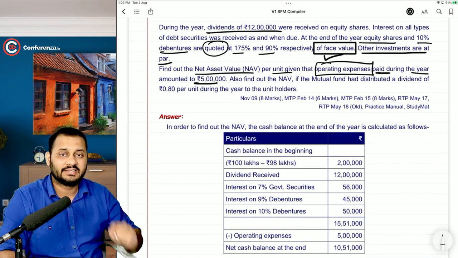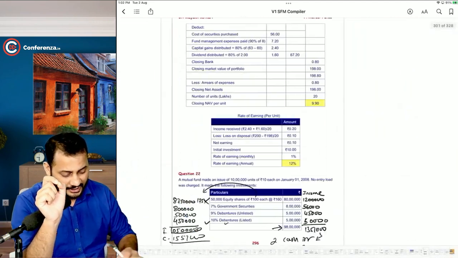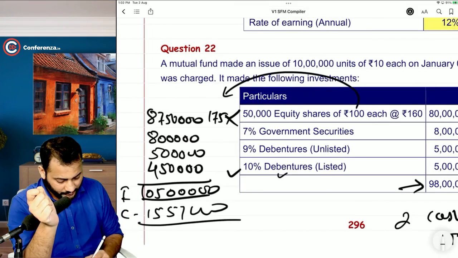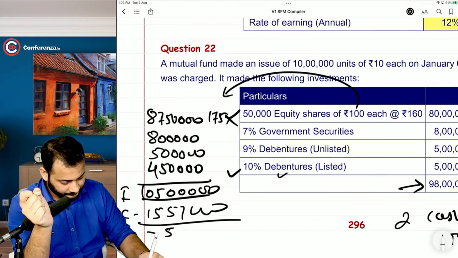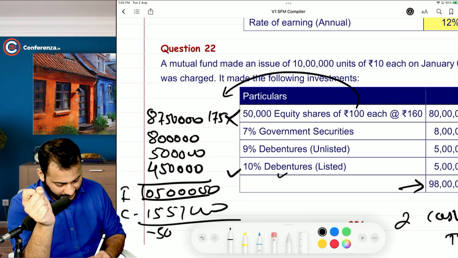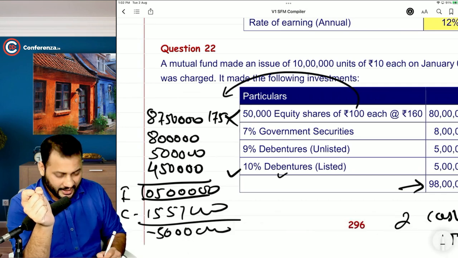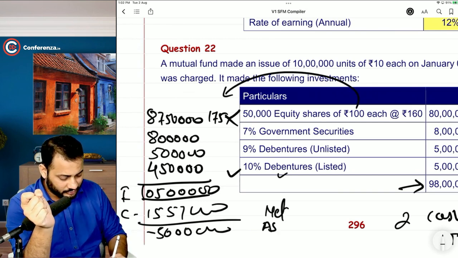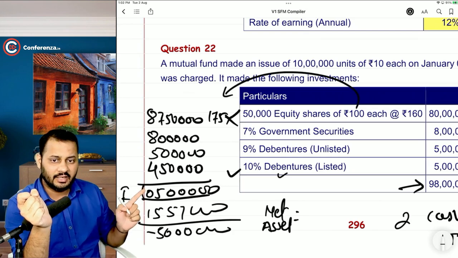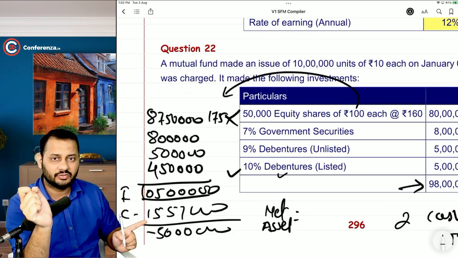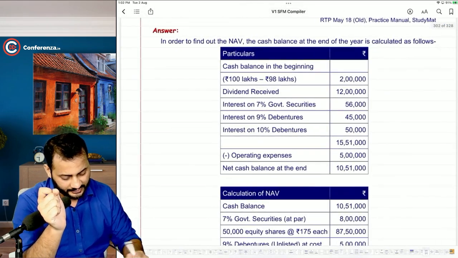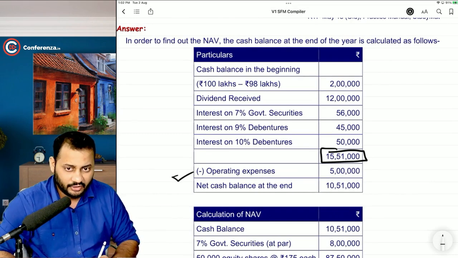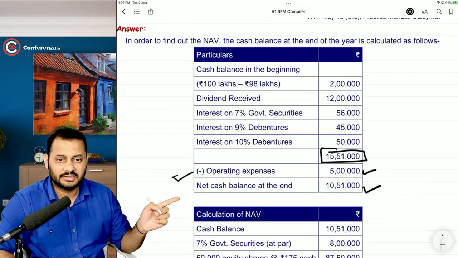So to that extent, 5 lakh rupees of the cash balance will get reduced from 1551. So what are we going to do? We are going to reduce 5 lakh rupees. That will bring down the cash balance to 10 lakh 51,000. So ultimately the net assets, there is no liability, right? The net assets will be 105 lakh and 10 lakh 51,000 of the cash balance. Have a look on this side. Am I right? 15 lakh 51,000 was the cash balance before deducting operating expenses. Once you deduct that, the net balance is 10 lakh 51,000.